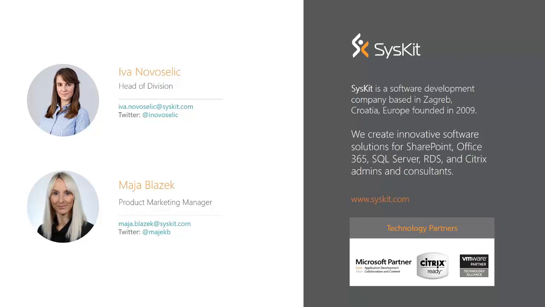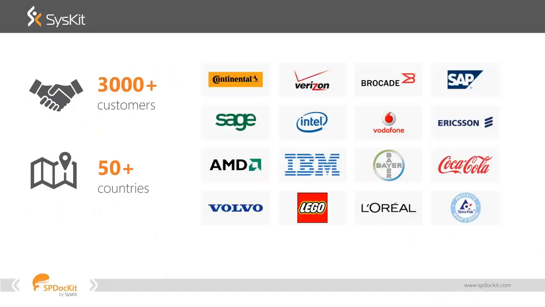We recently rebranded our company, so from Acceleratio we renamed it to SysKit. And SysKit is a software development company based in Zagreb. We were founded in 2009, and we create server monitoring solutions for SharePoint, Office 365, SQL servers, Citrix admins, and consultants. SysKit has more than 3,000 customers all over the world. On this slide you can see just some of them. So we have customers in more than 50 countries worldwide, and these numbers are growing through the years, which makes us very proud and very happy.